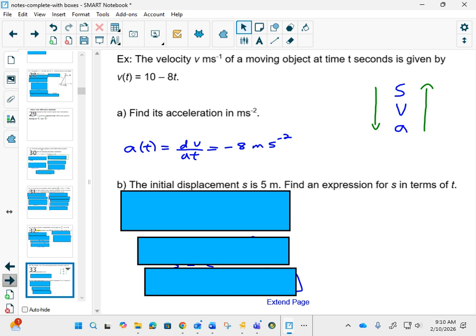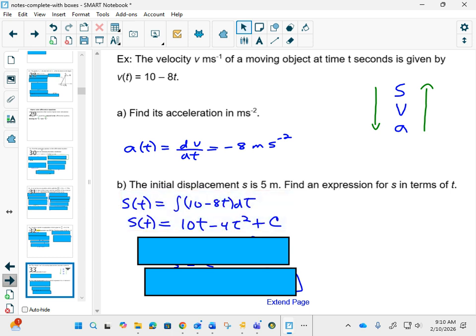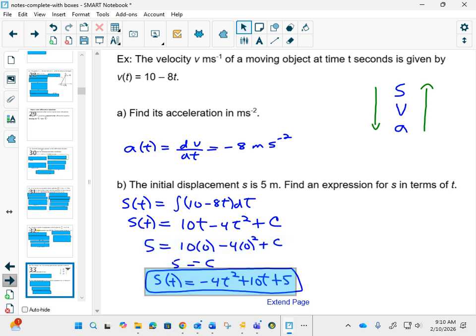Initial displacement is 5 meters, so now we can find an expression for S in terms of T. So now we integrate, and I usually find these velocity questions quite straightforward as far as the numbers, easy to integrate, add 1 to the exponent and divide, plug in 0 because it's initial, find out the value of C. That is not a -5, that is just a challenge to equal sign.